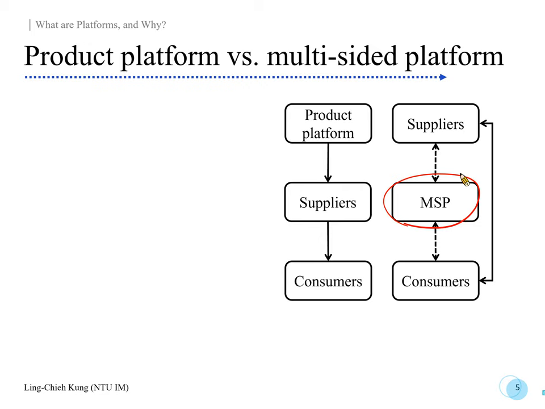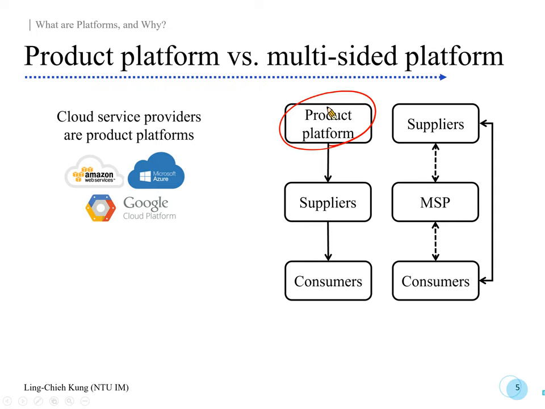And sometimes we do see some companies serving as product platforms. So what are they? For example, today, maybe you see some companies doing cloud services. Those cloud service providers like Amazon AWS, Microsoft Azure, and Google Cloud Platform, GCP.